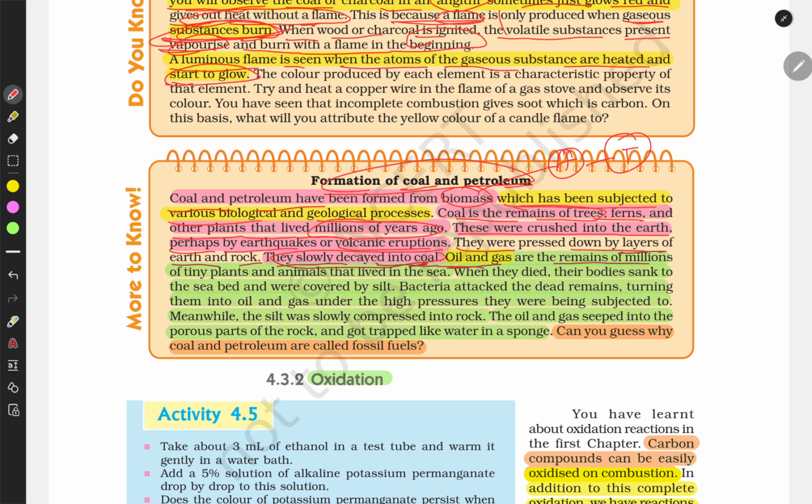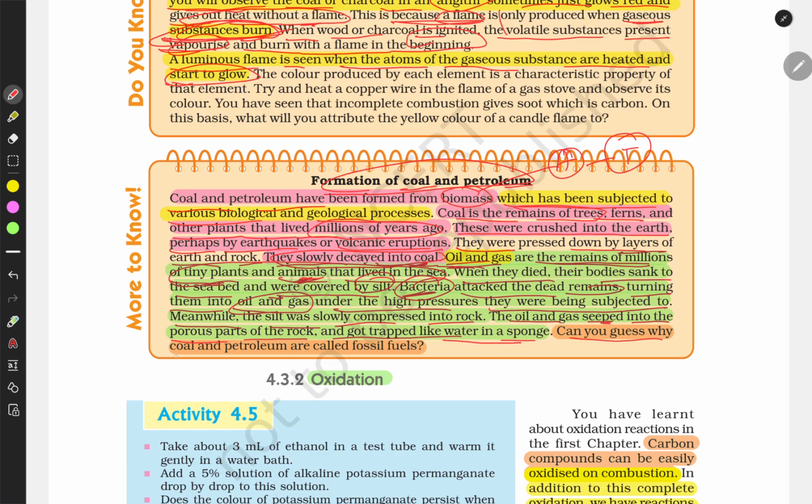Oil and gas are the remains of millions of tiny plants and animals that lived in the sea. When they died, their bodies sank to the seabed and were covered by silt. Bacteria attacked these dead remains, turning them into oil and gas under the high pressure they were subjected to. Meanwhile, the silt was slowly compressed into rock, and the oil and gas seeped into the porous part of the rock and got trapped, like water in a sponge.